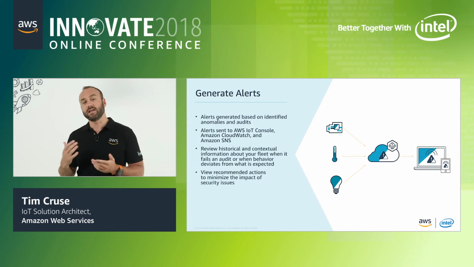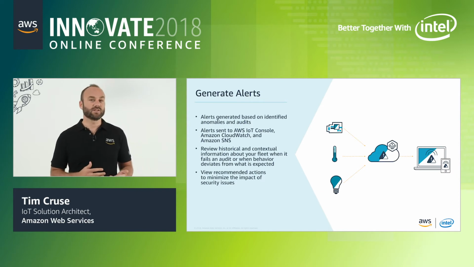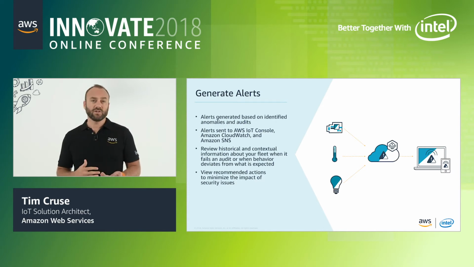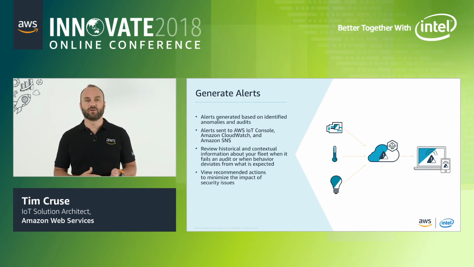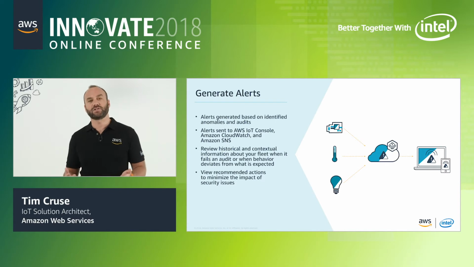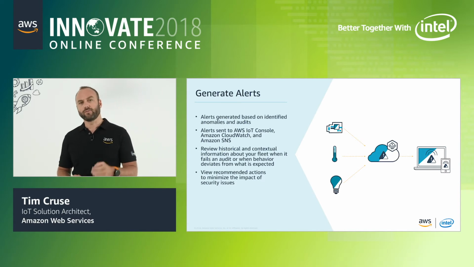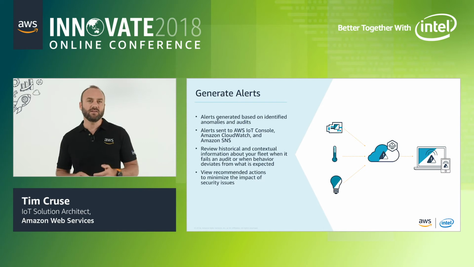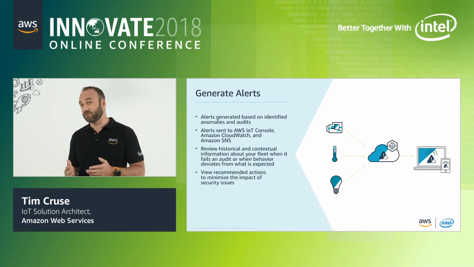Alerts from the anomalies in behavior based on the auditing. These alerts are connected into AWS services by sending them to the AWS IoT Console, to Amazon CloudWatch, and Amazon SNS, allowing your applications to access these alerts for further processing or automatic actions. You'll be able to review the historical and contextual information about your fleet when it fails an audit and when the behavior deviates from the expected state. The service provides recommended actions for you to view to minimize the impact of these security issues.